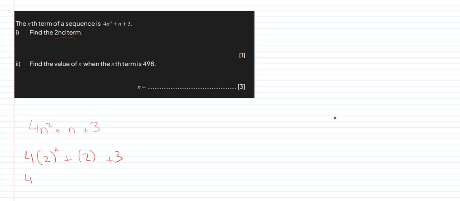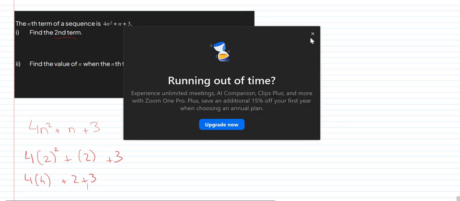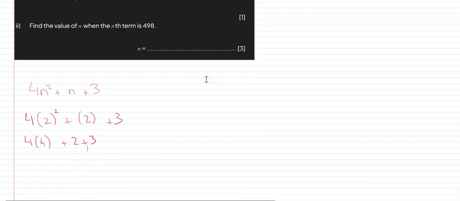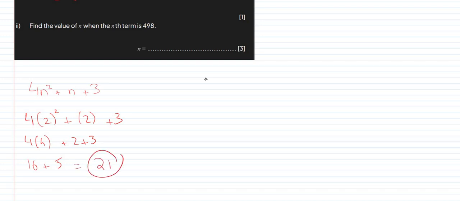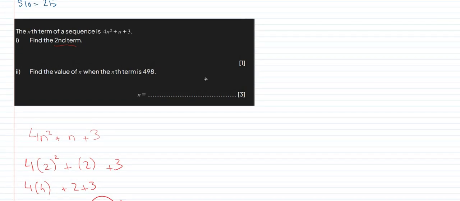So this becomes 4. 2 squared is also 4, plus 2 plus 3. So this becomes 4 multiplied by 4 is 16, plus 2 plus 3 is 5. 16 plus 5 is actually 21. So the second term is basically 21.